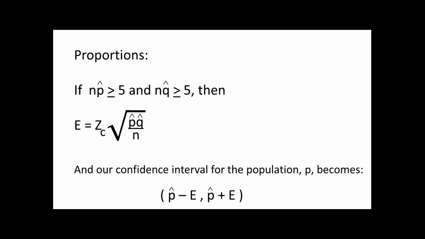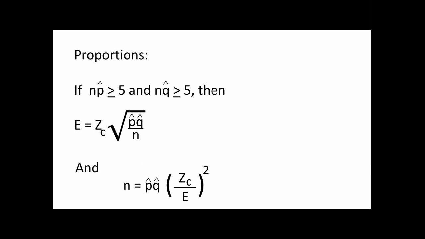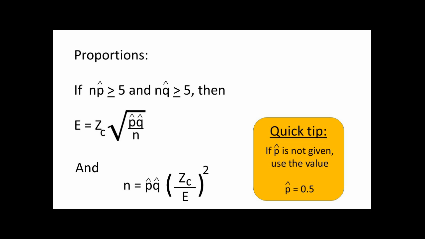Like in the section in the chapter where we solved for the sample size for a given level of confidence for the mean, we can rearrange this formula for margin of error for proportion to solve for n, the sample size needed for a given level of confidence, margin of error, and sample proportion. If n ends up not being a whole number, always round up. And if p hat is not given, use a value of 0.5.